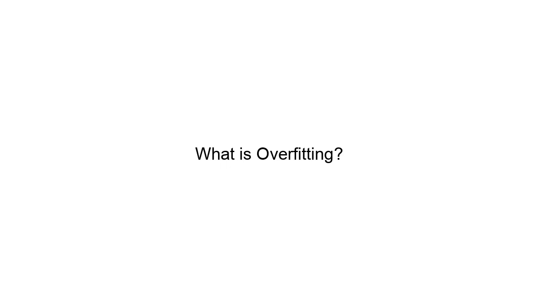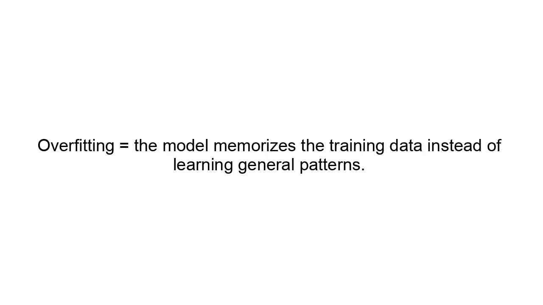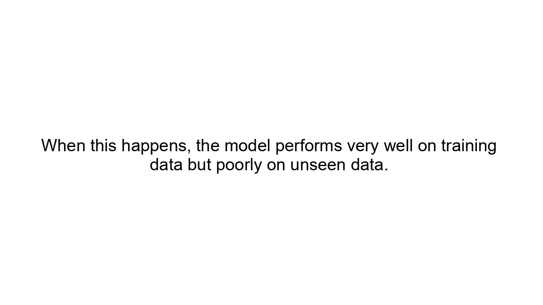What is overfitting? Overfitting occurs when an AI model learns the training data too closely, including noise and small details that do not represent the real pattern. In simple words, overfitting equals the model memorizes the training data instead of learning general patterns. Example concept: training data means model memorization means poor performance on new data. When this happens, the model performs very well on training data but poorly on unseen data.